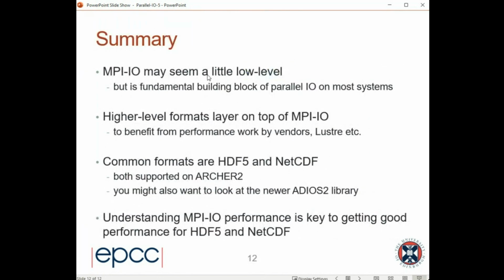Summary: MPI-IO may seem a little low level, but I've concentrated on it in this course because it's the building block of parallel I/O on most systems and all the other libraries. High level formats typically build on top of it. People will put a lot of work into their MPI-IO library to integrate well with Lustre, and with their own hardware, and therefore, people who write higher level libraries just want to inherit that. Common formats are HDF5, NetCDF maybe not so much, but depending on what community you're from.